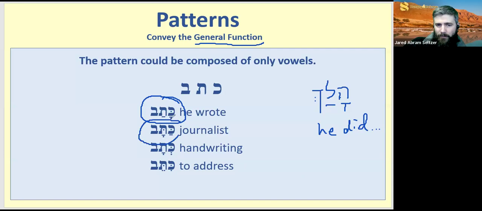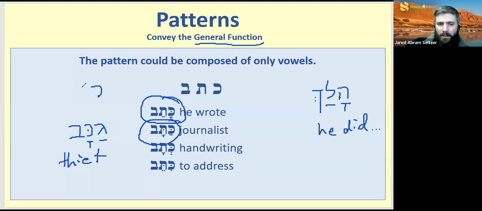Here's another pattern. Here you get a patach, a strong dagesh in the second root letter, kamatz right there, and it's usually someone who does something for a living or is known for something. So if kaf, tav, bet has to do with writing, then who is a katav? Well, someone who writes for a living, a journalist. Okay, who is a ganav? Well, Gimel Nun Bet has to do with stealing, so a ganav is a thief.